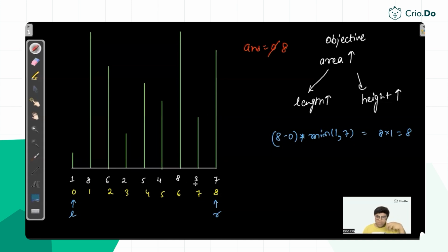But now I should try to optimize with the height. I should try to increase the height. If I want to try to increase the height, should I discard the height 1 or should I discard the height 7? This is a very good question actually.